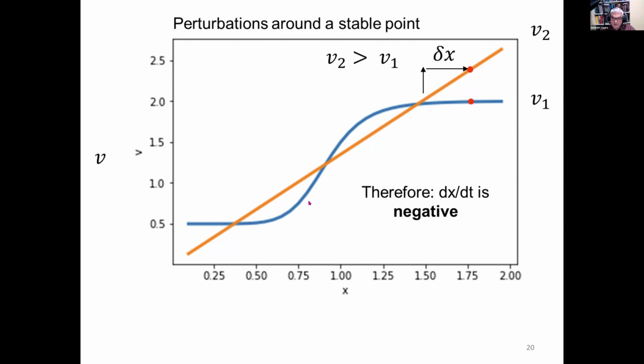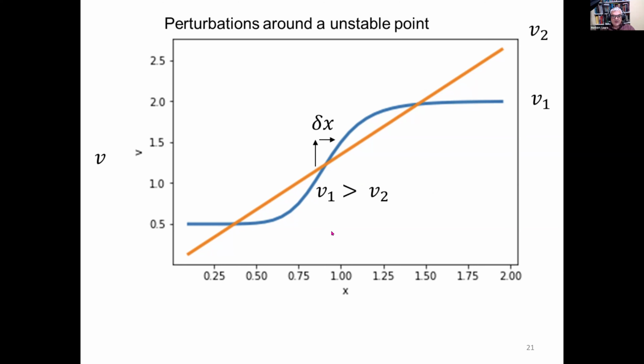The question is, what happens to the middle one? The middle one is quite different. If I make a positive perturbation in X on the middle one, that means I move up to here somewhere, let's say. These arrows are not very good. But it means that the blue one is bigger than the orange one, and that means V1 is bigger than V2. So I'm now making more X than consuming it, and so X will continue to increase. In fact, it'll move from this point all the way to the upper one, which is the stable one.